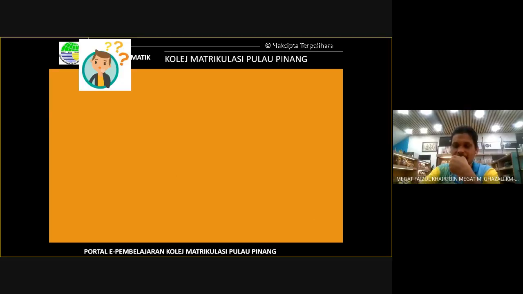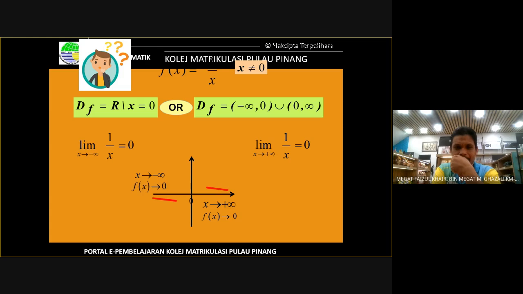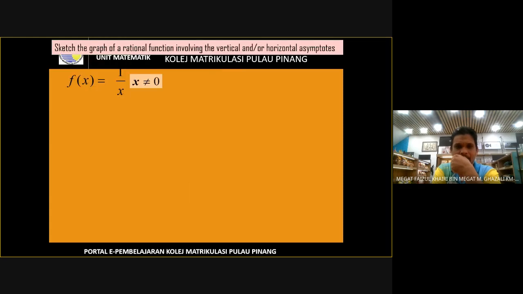Okay, so now 1 over x domain. Okay, and also approach to negative infinity. So sketch the graph of a rational function involving vertical and horizontal asymptotes.